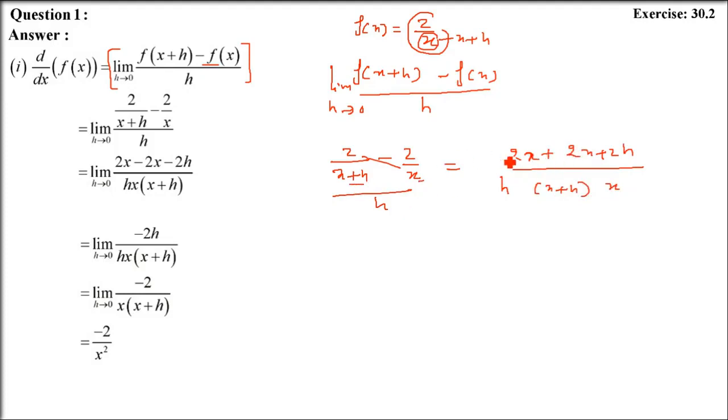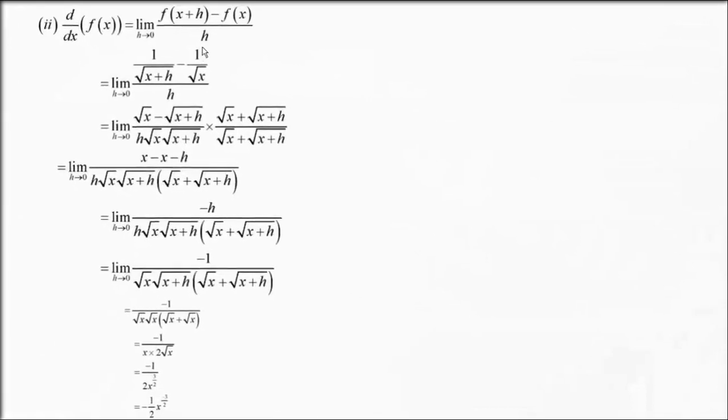Since it is negative, let me make it negative. So 2x gets cancelled and you have minus 2h by h, x plus h and x. The h you can cancel, you have minus 2 in the numerator, and in the denominator x into x plus h. Now apply the limit, always apply the limit at the last, which is h equals 0. Every time you have to do this. Minus 2 by x into x, because x plus h becomes x, so minus 2 by x square. Just keep in your mind this formula, this relation, it is going to be used everywhere.